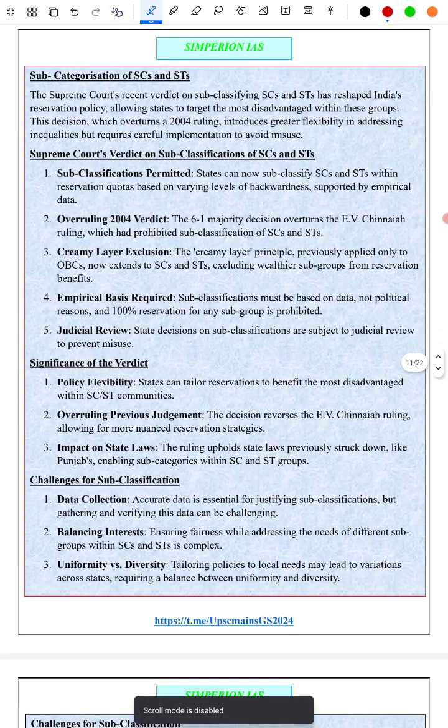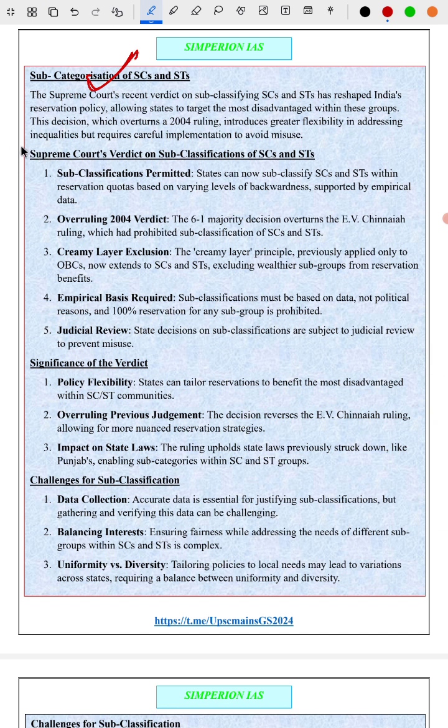Next, we have discussed one of the current topics, that is subcategorization in the SC and ST. We have taken a Supreme Court verdict related to that. What is the significance of the Supreme Court verdict, and also the challenges of subcategorization.